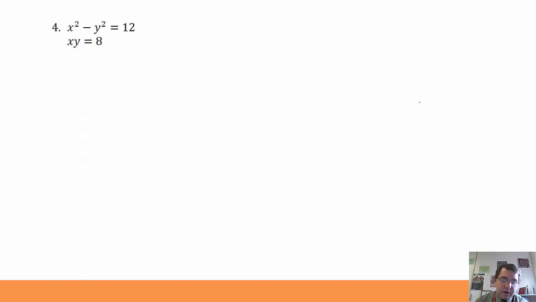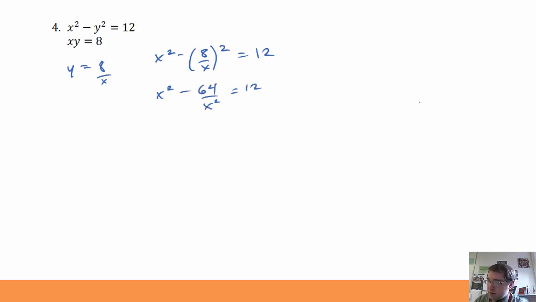Number 4. x squared minus y squared equals 12. xy equals 8. So x squared minus y squared equals 12. Let's take the other one. xy equals 8, and let's view that as y equals 8 over x. I can just divide both sides by x, and y equals 8 over x. So I'll take x squared minus y squared equals 12, and I will substitute in 8 over x for y. Okay? So that means x squared minus 64 over x squared equals 12. And then I'll multiply everything by x squared in order to get rid of my fraction on the left and on the right.